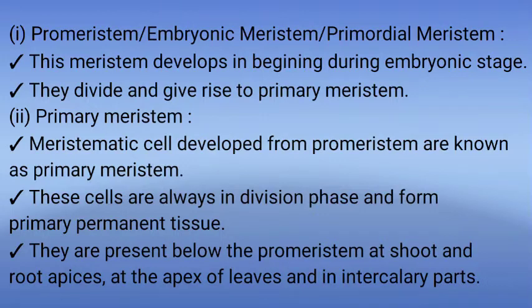The second type, primary meristem. Primary meristematic cells develop from promeristem. These cells are always in division phase and form primary permanent tissues. They are present below the promeristem at shoot and root apices, at the apex of leaves and intercalary parts of the plant.